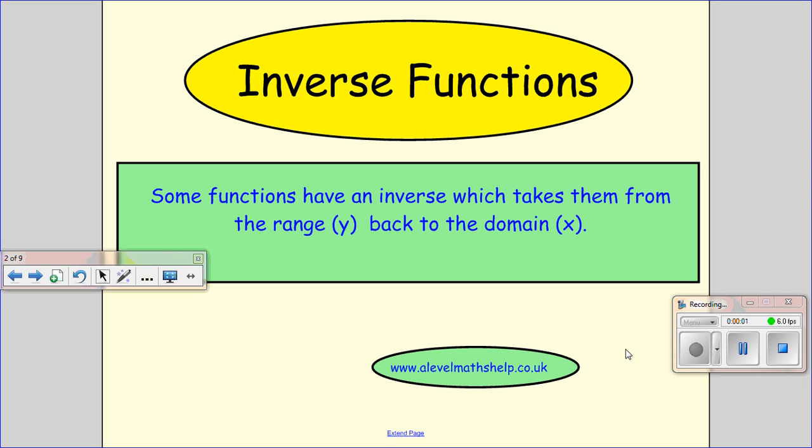Hello, so in this video we're going to be looking at inverse functions. Now, inverse functions are functions which take us back from our output so we can find the original input of the function. So it takes you from the range back to the domain.